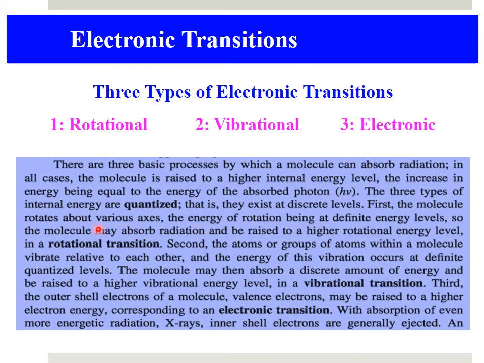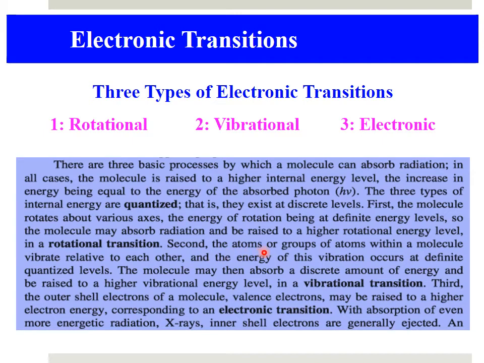First, the molecule rotates about various axes, the energy of rotation being at definite energy levels. So the molecule may absorb radiation and be raised to a higher rotational energy level in a rotational transition. So in a rotational transition, the molecule will go from one rotational energy level to another rotational energy level.